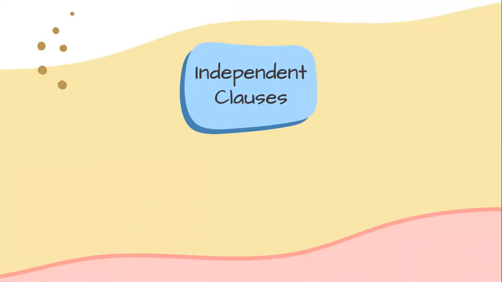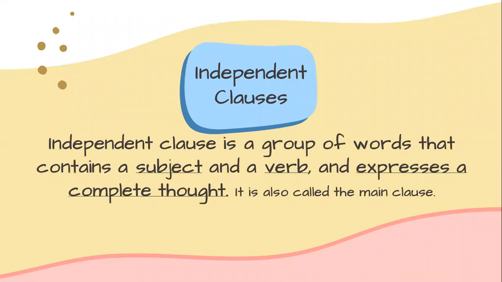Let's come to clauses. What are independent clauses? This is a type of clause in which the group of words will contain a subject and a verb and will also express a complete thought. It is also called the main clause of a sentence. Independent clauses can stand on their own. They convey a complete meaning, and you do not need to add any other information to make the sentence complete.